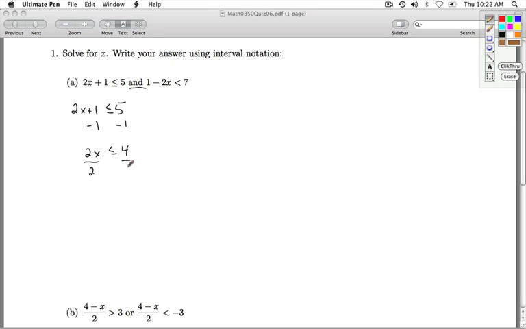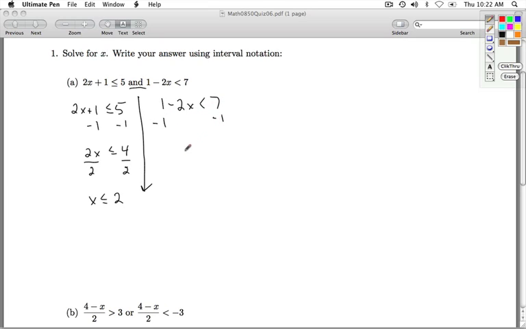I can divide both sides by 2. And since I'm dividing by a positive number, I don't need to flip the inequality. And I get x less than or equal to 2. Solve the second inequality. 1 minus 2x is less than 7.